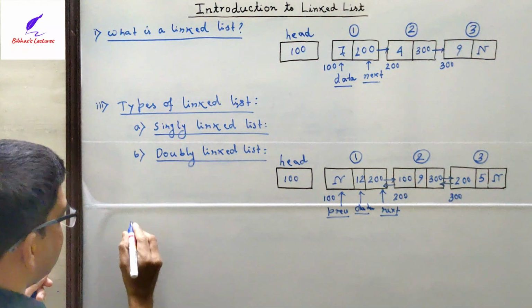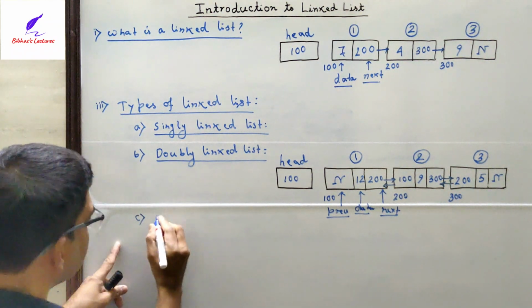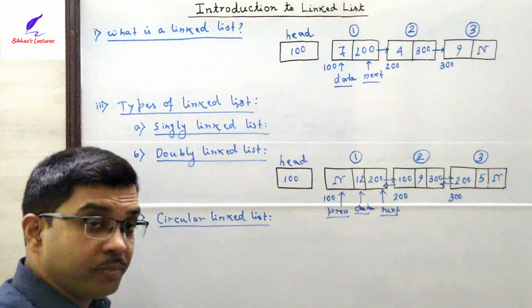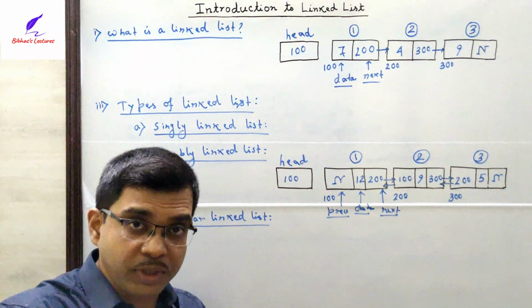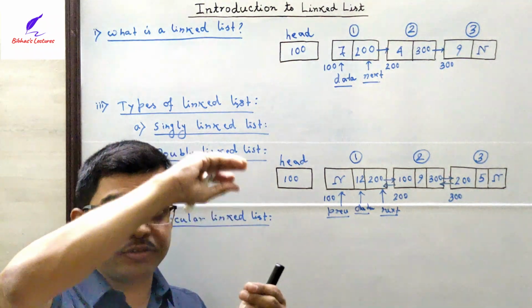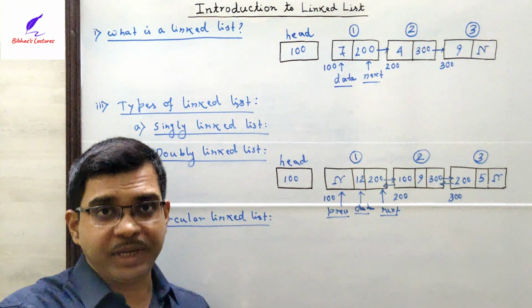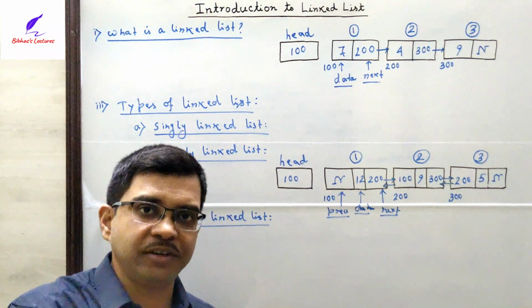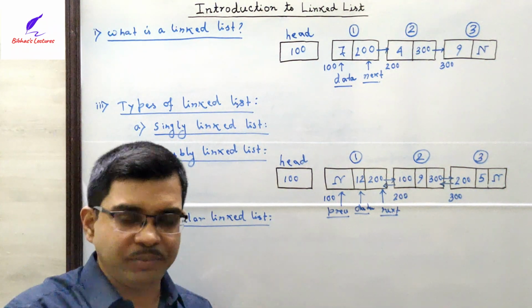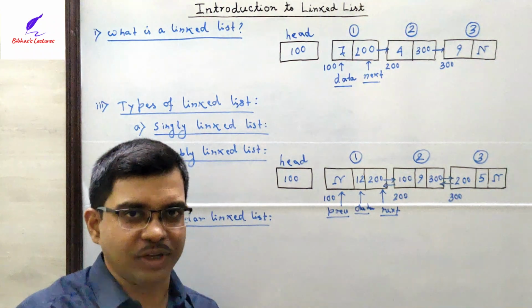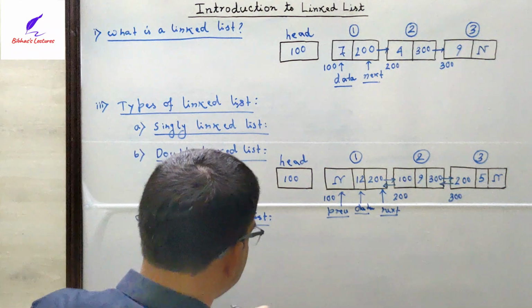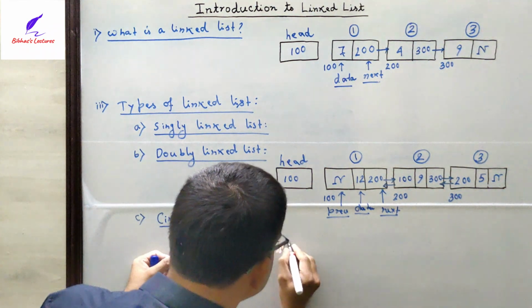Okay, the third one is the circular linked list. Now from the name you can understand that circular linked list means the nodes of the linked list will form a circle. That means after the last node, again the first node will come. So basically there will be no first node or last node. So it will form a circle. So let's have the figure to understand the circular linked list.